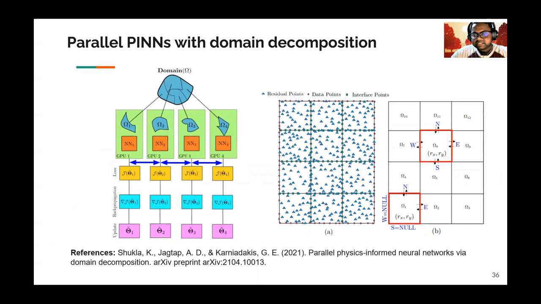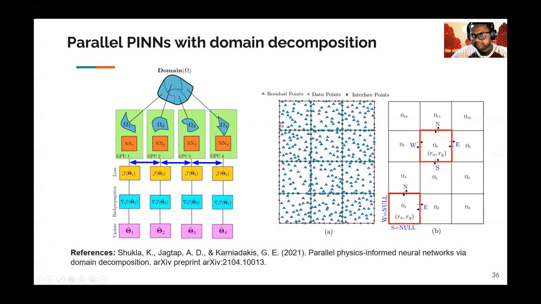And more recently in 2021, people have extended PINNs for a more distributed parallel setup, where imagine that you have different agents as MPI processes. Each MPI process has one GPU, and you perform the physics-informed neural network training on each of the GPUs separately for different domains. In other words, you have the original domain omega, you split it into different omega i domains, and each of the domains is solved by one physics-informed neural network.